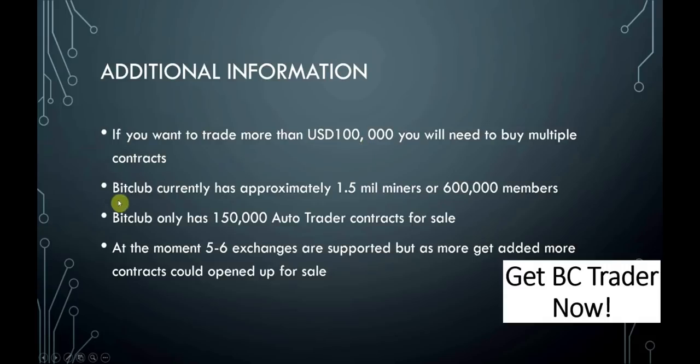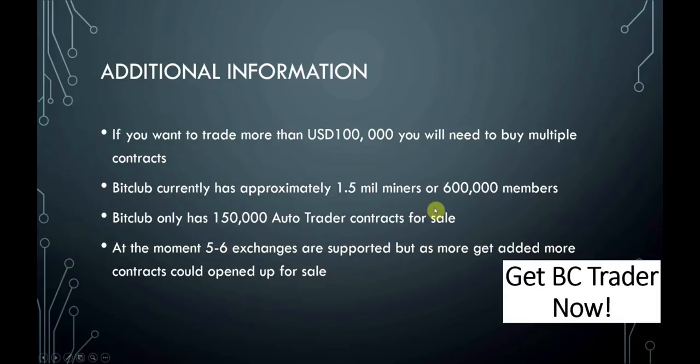All right. Now, Bitclub currently has approximately 1.5 million miners, which basically means about 1.5 million contracts, which translates roughly to about 600,000 members. Okay. Now, Bitclub only has 150,000 auto trader contracts for sale. So roughly about a fourth. So not all Bitclub members will be able to buy the trader. And I do know members that have large amounts of cash will buy several contracts. Okay, so you could have one member buying 10 or 20 contracts. That is very, very possible if they have that amount of money to actually trade.